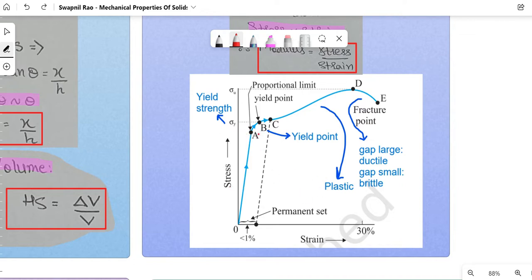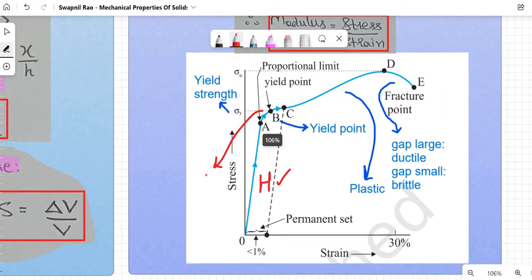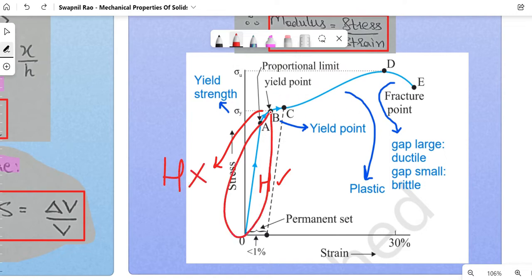And then if you apply more force, it will reach a point B. From A to B, it is not a linear graph. If I write H and put a tick mark, it means it will follow Hooke's law. However, for this section of the graph, Hooke's law is not followed. However, you have to notice that from 0 till B, the body is going to be elastic. Keep that in your mind. I'm just saying it, I won't be writing it here, but till point B the body is elastic.